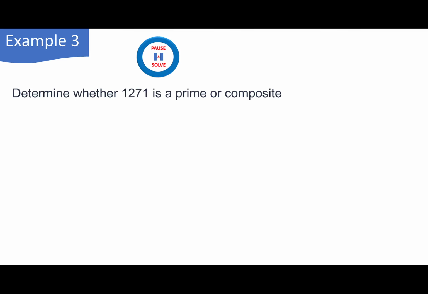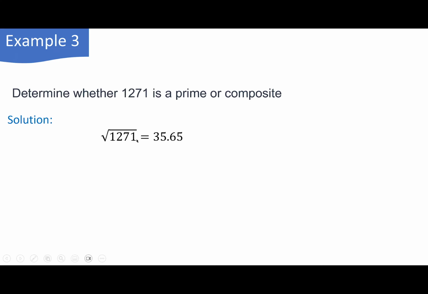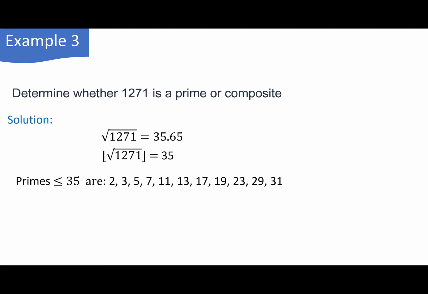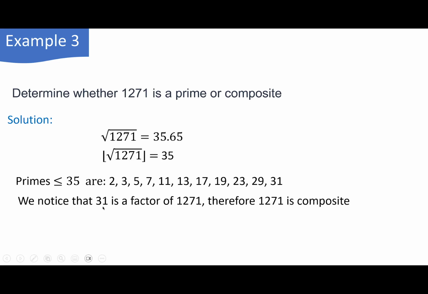Example 3. Determine whether 1271 is a prime or not. Solution: the square root of 1271 is 35.65. Floor function: 35. These are all the primes less than or equal to 35. It so happened that 31 is a factor of 1271, and therefore 1271 is not a prime number, it is a composite. Actually, 1271 is 31 times 41.